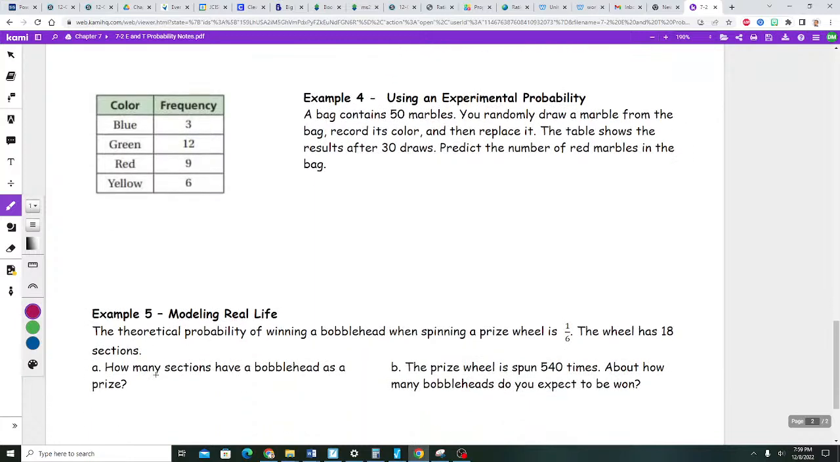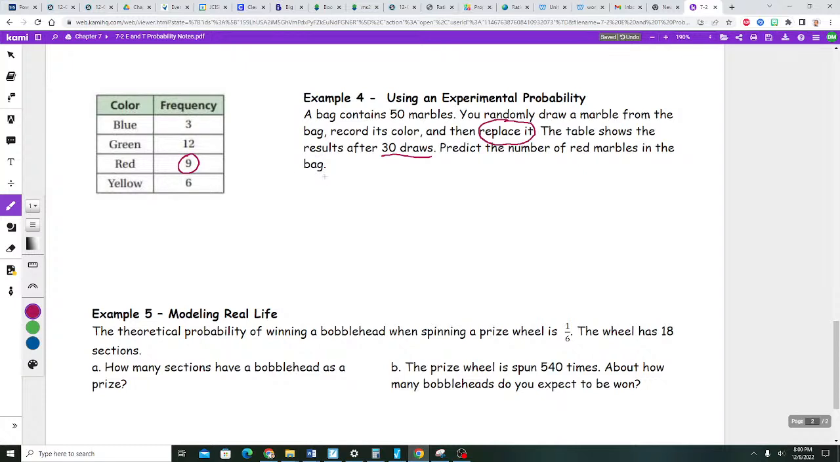So, using experimental probability: a bag contains 50 marbles. You randomly draw a marble from the bag, record its color, and then, here's an important phrase, replace it. So there are always going to be 50 marbles in the bag whenever you pull a marble out. The table shows the result after 30 draws. Predict the number of red marbles in the bag.